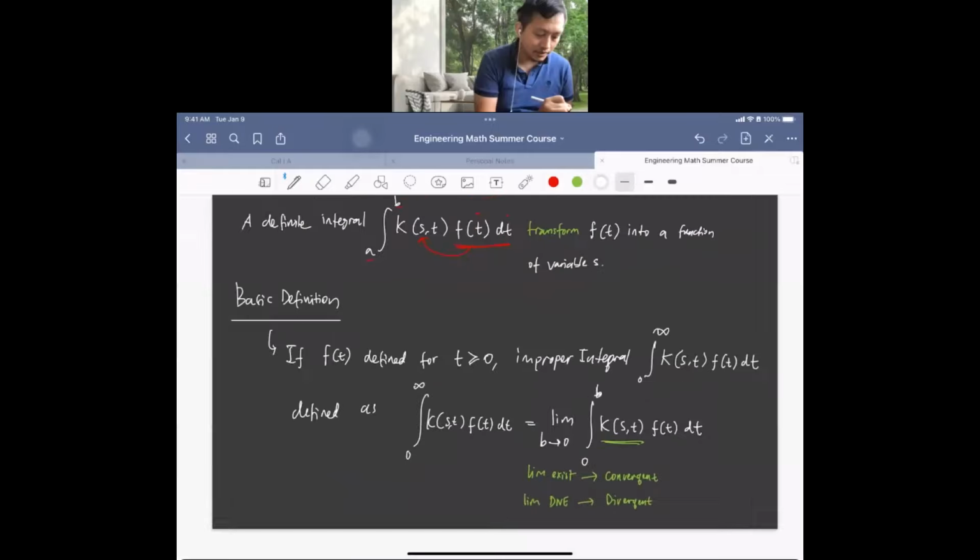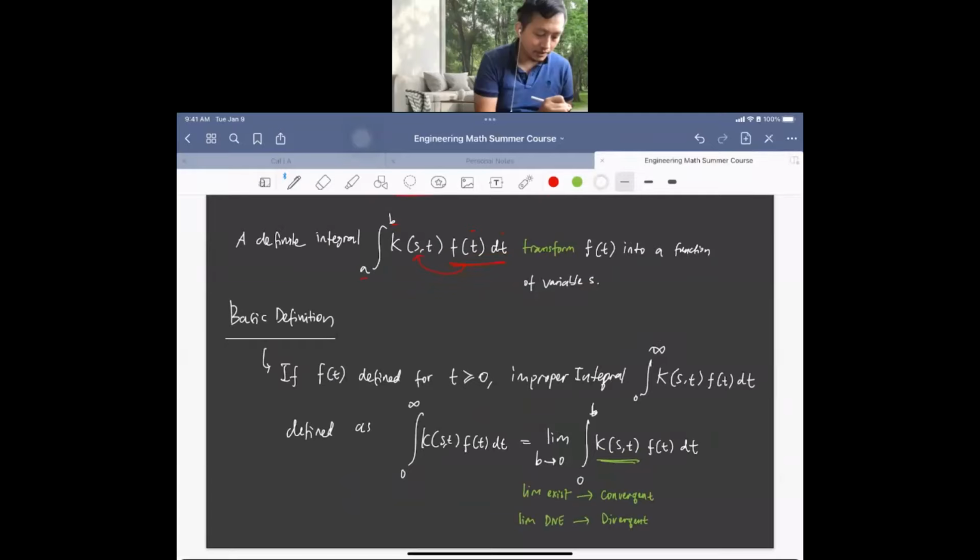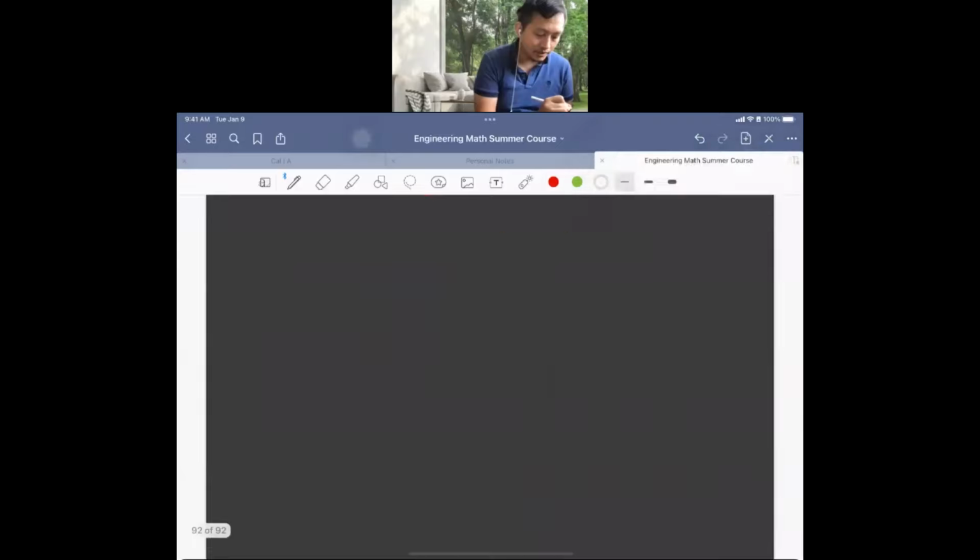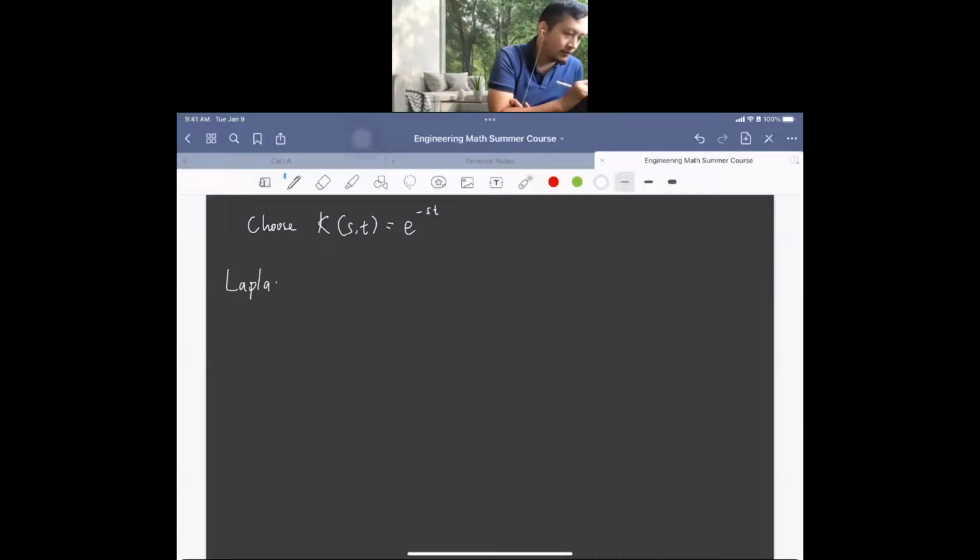If you want to take notes, I think the basic definition is important if you want to understand the Laplace. But the Laplace itself is not this, this is just the general form. Now for the Laplace itself, we choose the function k as e to the power of negative st. This will give you special transformations for the integrations. Then let me give you the definition for Laplace.